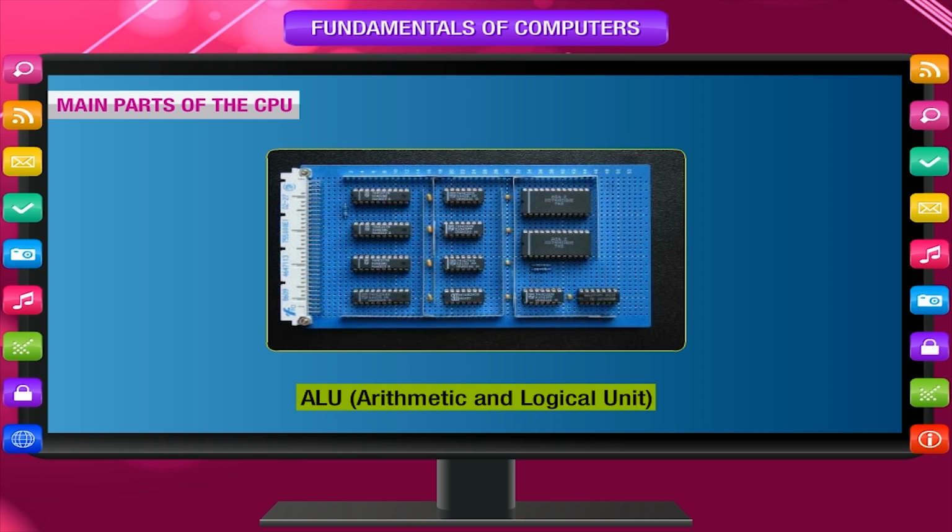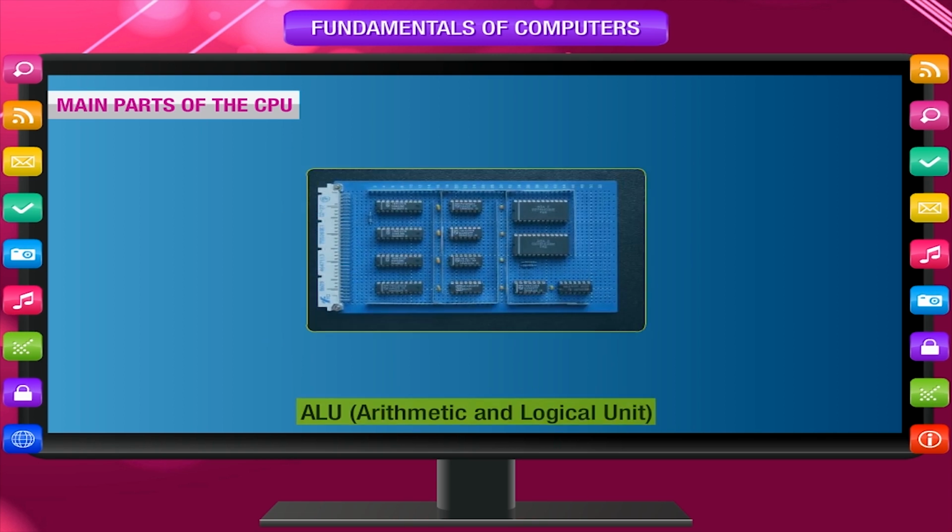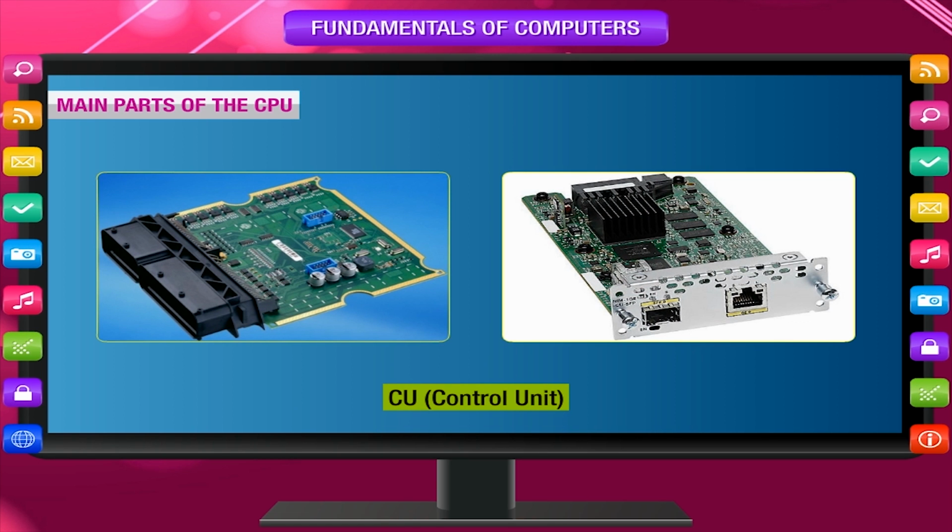ALU, arithmetic and logical unit. This is the arithmetic and logical unit that performs all calculations and logical operations. CU, control unit. The control unit manages all the operations of a computer system, all parts and peripherals of a computer system.